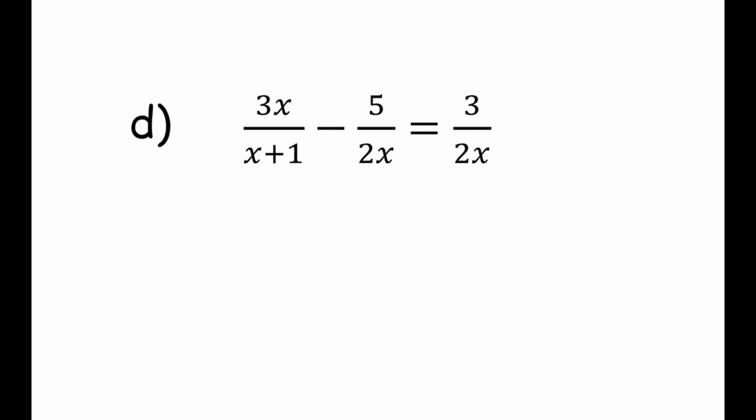Take a second. Think for yourself. Can you figure out what the least common denominator is? 3, 2, 1. Hopefully you found it. It was 2x times x plus 1. So that's what we're going to multiply this whole expression by.